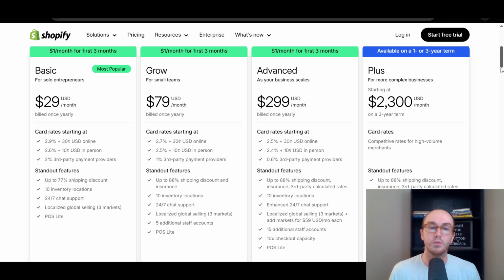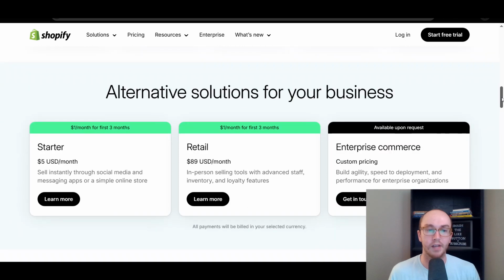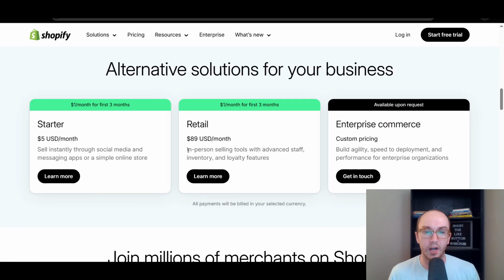However, if you do have a more established retail location, that does give you a lot more inventory tracking, loyalty features, advanced staff functionality. This is really what you would need for an actual physical brick and mortar location. Then you will need to add on the additional retail package, which is at $89 per month. I believe that is per location as well. That is going to give you the selling tools and the advanced staff, inventory, and loyalty features.